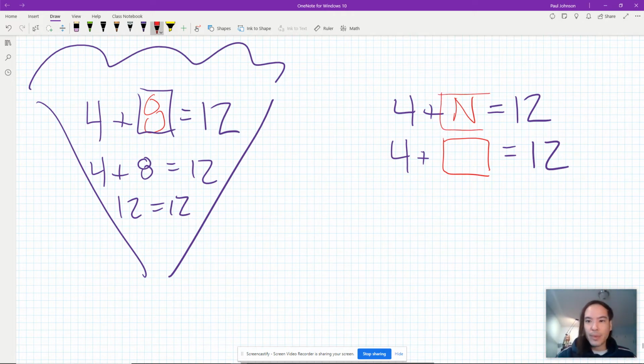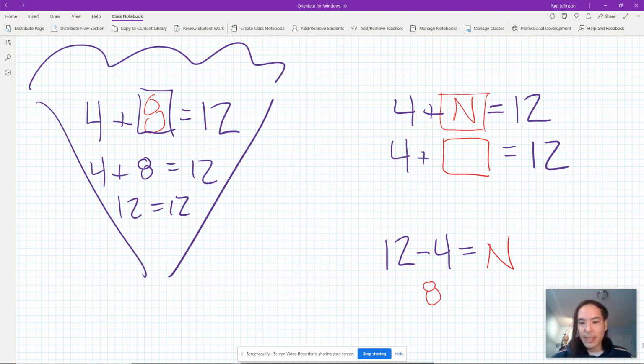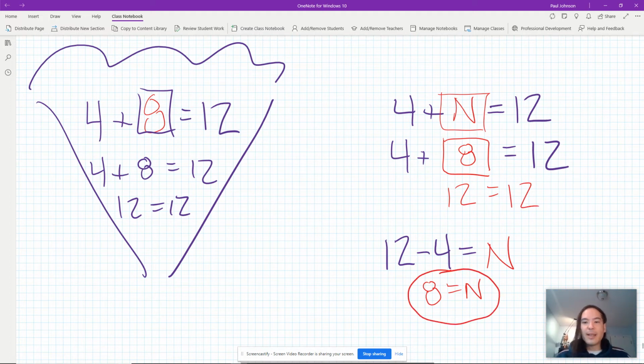So treat it the same. Treat it just like a box with a question mark in it. We don't know what that answer is, right? So then we have to decide what is the answer to this. We can use a fact family. If 4 plus something equals 12, that means 12 minus 4 equals n. So let's figure out what our n is. 12 minus 4 is 8. So 8 equals n. If we put in 8, does that make this true? 4 plus 8 equals 12. 12 does equal 12.